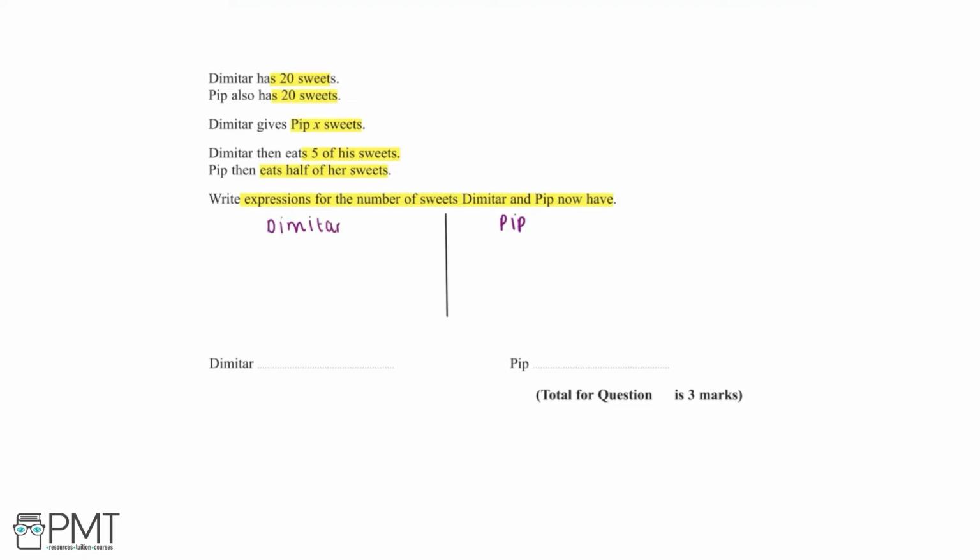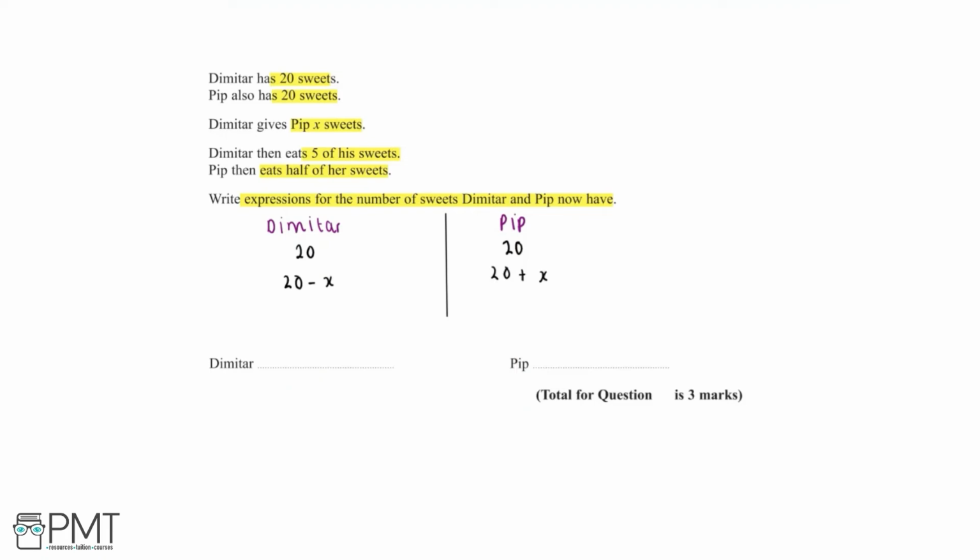We're told that they both originally start with 20 sweets. Well, now we're told that Dimitar gives Pip X sweets. If he gives Pip X sweets, that means he loses X sweets. And so we can represent this as a subtraction. And so the number of sweets that Dimitar now has is 20 take away X. Well, now let's think about the expression for Pip. If Dimitar gives Pip X sweets, that means she has X more sweets than she had before. And so we can represent this as an addition. And so Pip now has 20 plus X sweets in total.